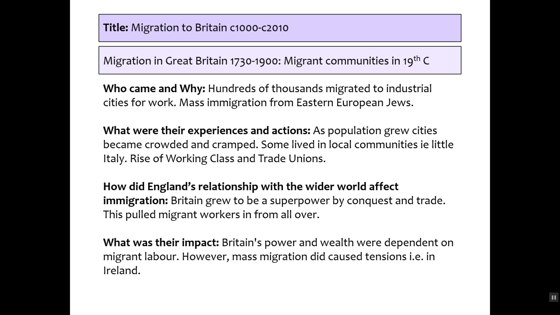We also see, though, immigration laws. We've got denization and naturalization. Denization is a letter granted from the king or queen. Naturalization is an act of parliament. We see asylum seekers start to creep in.